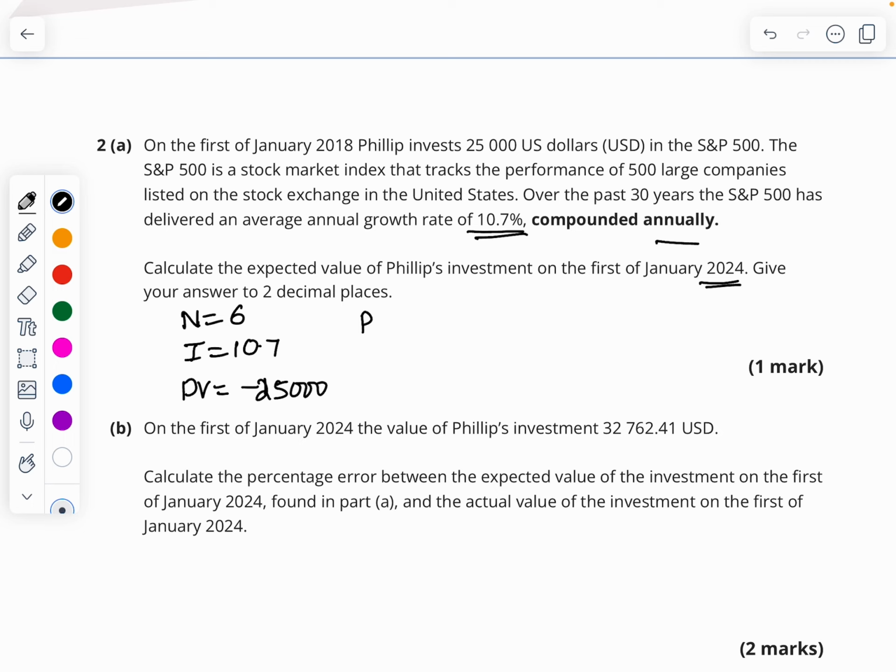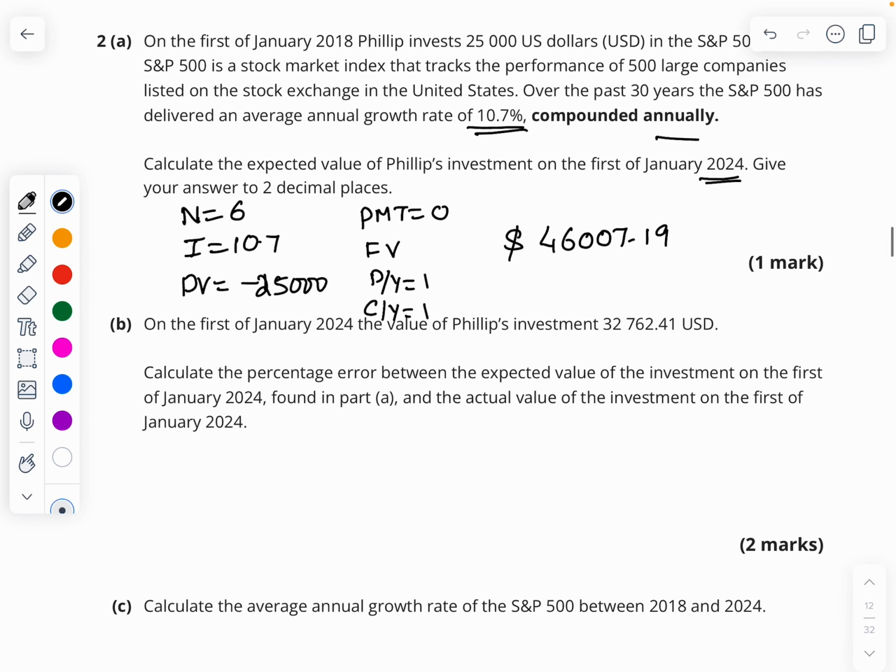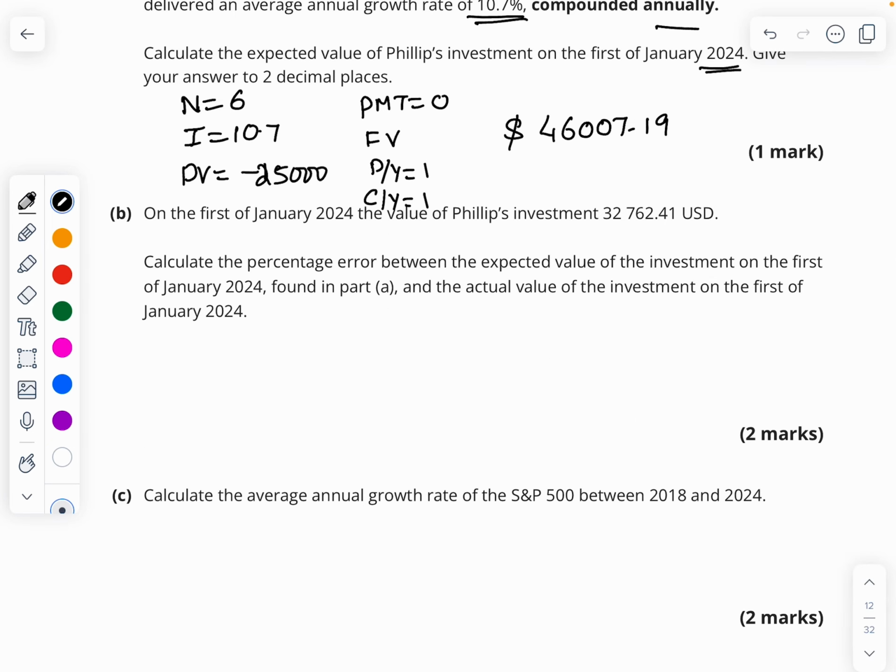Then PMT, no installments have been paid or taken, so 0. Now future value we have to calculate. Then P/Y, it is yearly, 1. So C/Y is also equal to 1. Calculate it out. You should be getting 46,007.19 US dollars. On the 1st of January 2024, Philip's investment was actually 32,762.41. Calculate the percentage error.